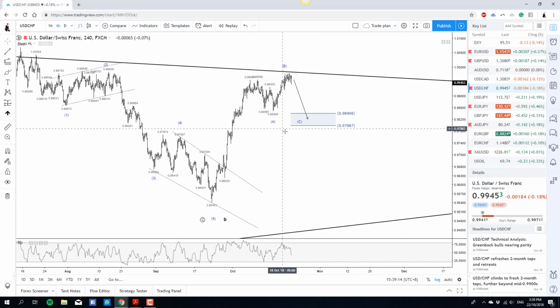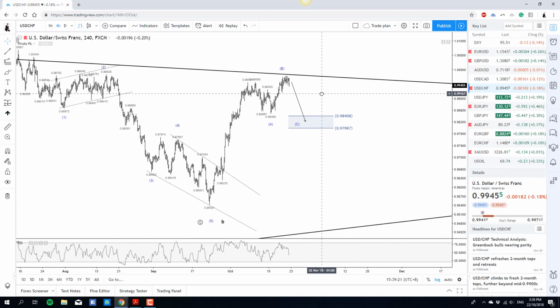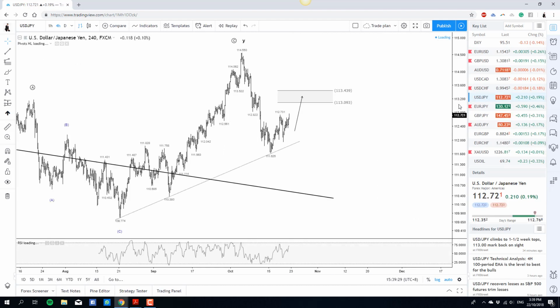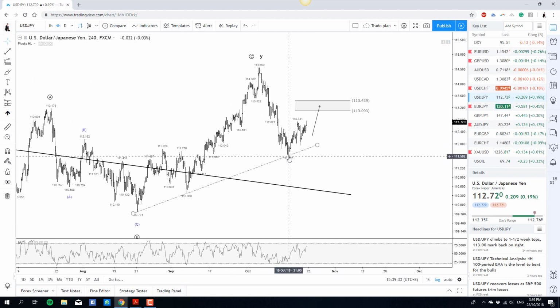Whether this will be the entire corrective structure for a move to the upside, we'll see after this week's development. But for this week we'll be looking for that potential weakness in the dollar Swiss franc. As for the dollar yen, price made a very nice bounce from this trend line over here after a very strong move to the downside.